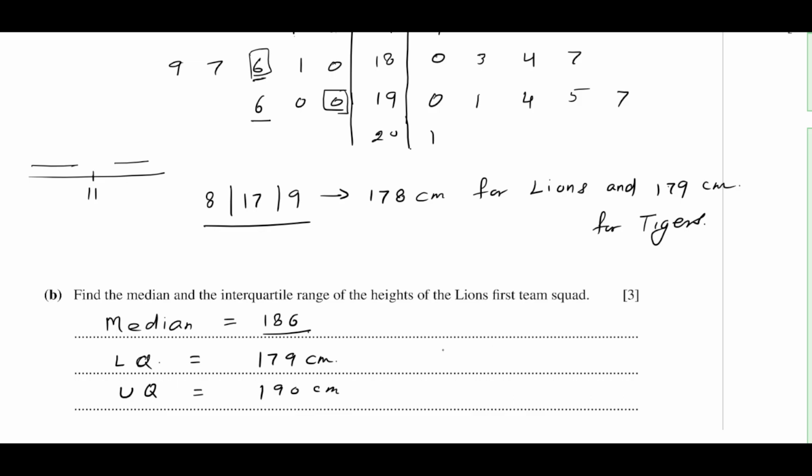Therefore, the interquartile range, or simply the quartile range, IQR, is your upper quartile minus your lower quartile.